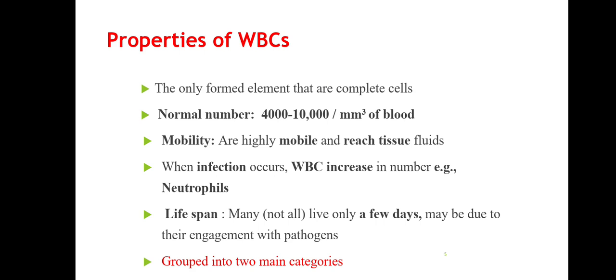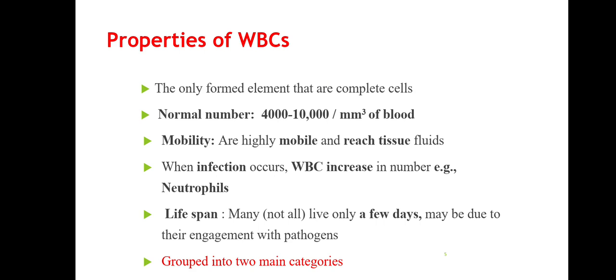Then the question is going to be asked there, why are white blood cells called complete cells? It's just because they have all organelles that can sustain them. Mitochondria, nucleus, I'll repeat again. Okay, so now, under normal circumstances, the normal number of white blood cells in the body should be in between 4,000 to 10,000 per millimeter cubed of blood.